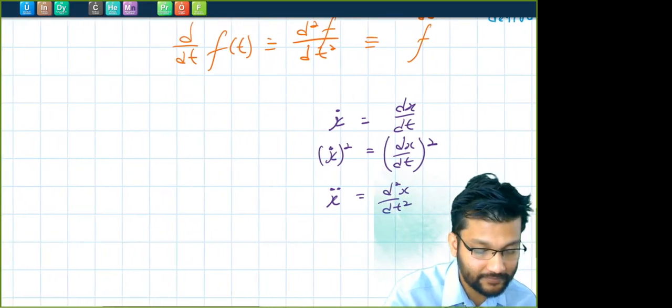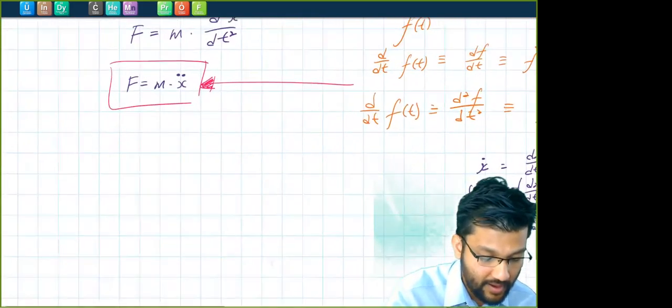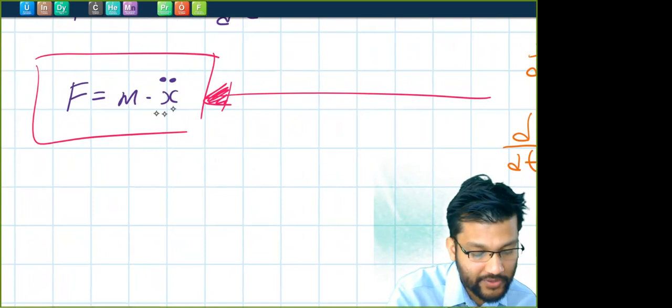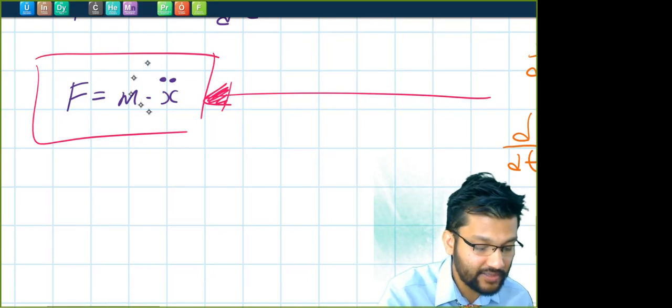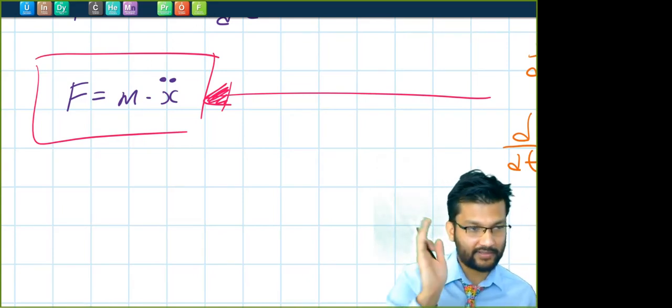Sounds good? Cool. All right. So here we're using x, but it doesn't have to be x. It could be y, it could be z. And this is only for things moving in one direction, x, right?